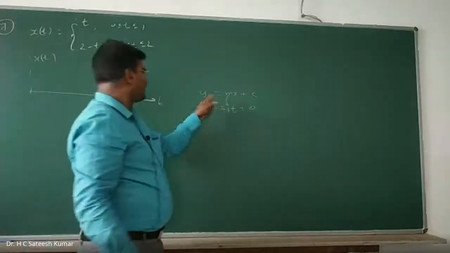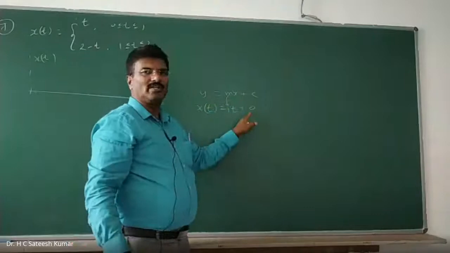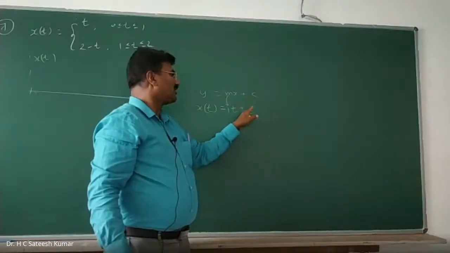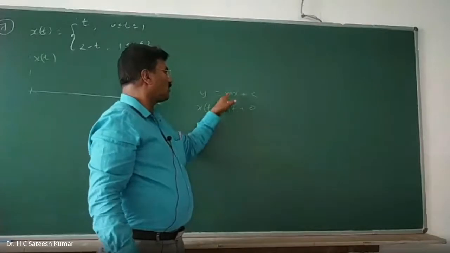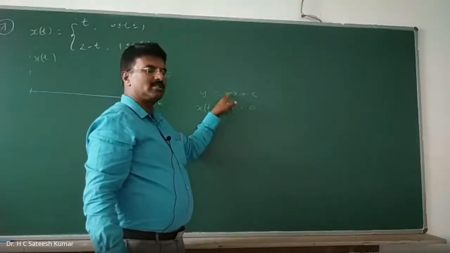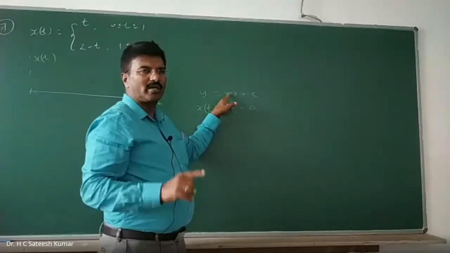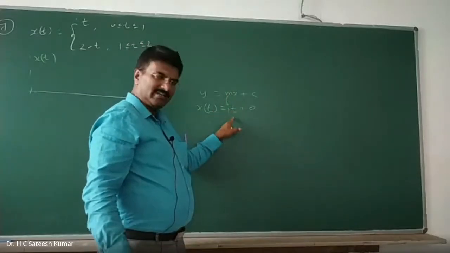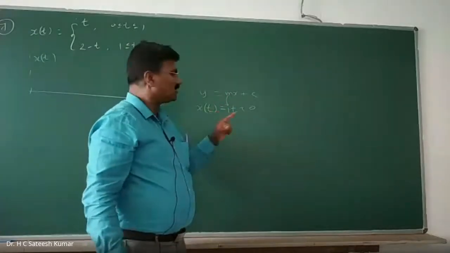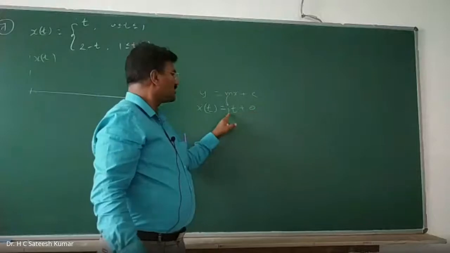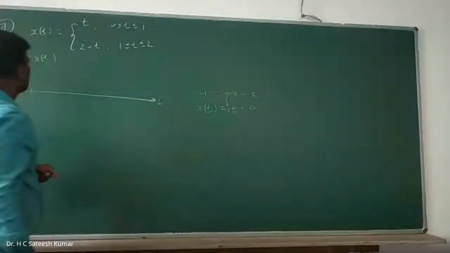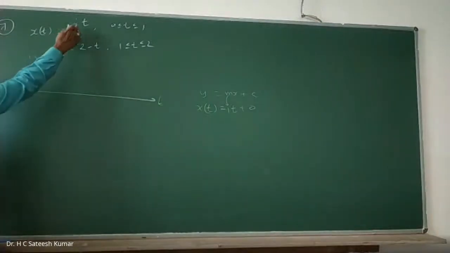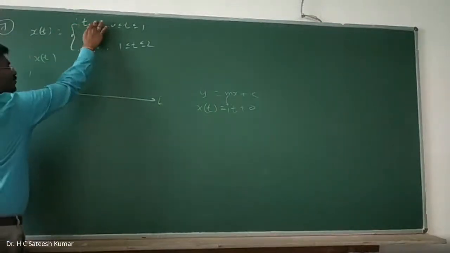C is 0, the intercept is 0. Therefore, it is any straight line passing through origin. Slope is 1, and since slope is positive, it is increasing. Therefore, it is a straight line passing through origin because intercept is 0. So this information you can gather from this equation. This is a straight line equation with positive slope passing through origin.